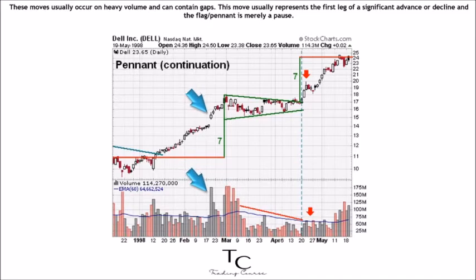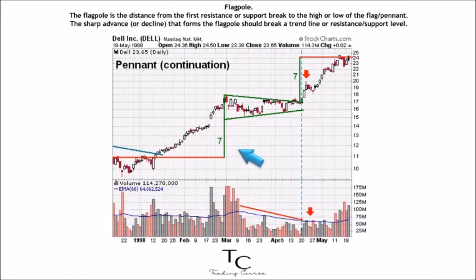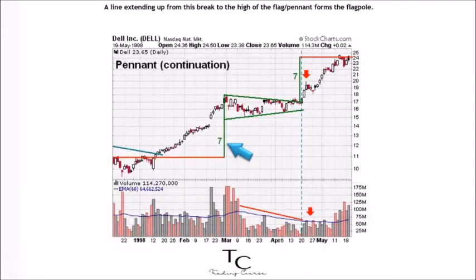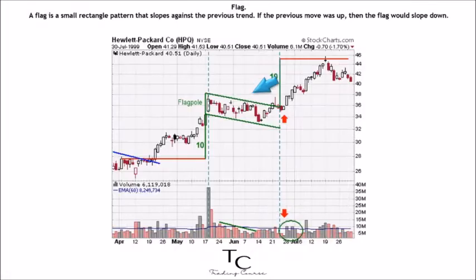This move usually represents the first leg of a significant advance or decline, and the flag or pennant is merely a pause. Flagpole. The flagpole is the distance from the first resistance or support break to the high or low of the flag or pennant. The sharp advance or decline that forms the flagpole should break a trend line or resistance or support level. A line extending up from this break to the high of the flag or pennant forms the flagpole.